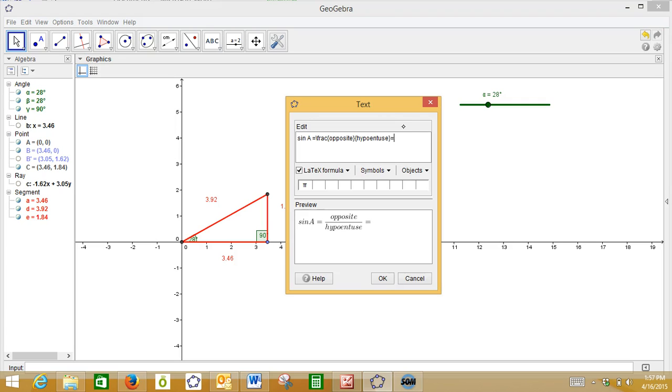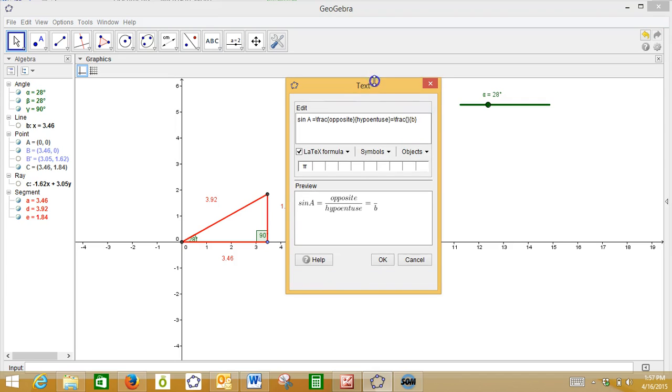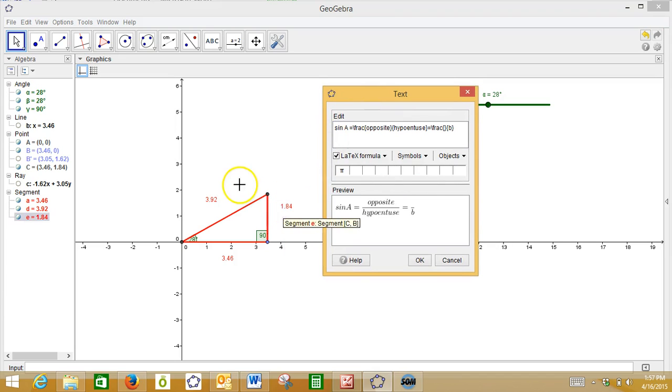And let's actually show the ratio and the values of our numbers. So what I want to do again is grab another fraction symbol. And again, instead of A, I'm going to go over here and click on the opposite side, which is the 1.84. That's this. So I'm going to click on E. And when I click on the actual variable with the value on the algebra window, notice it creates this little formula box in our text, and in our preview it's showing us the actual value. So that's pretty cool. So the opposite side is 1.84.